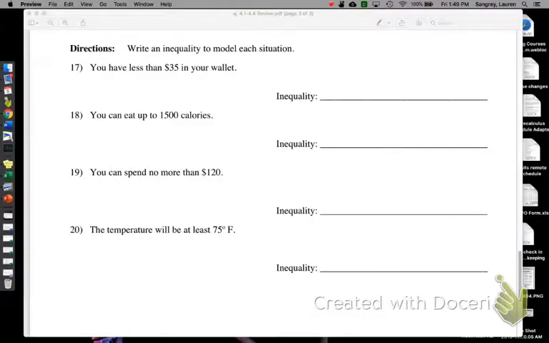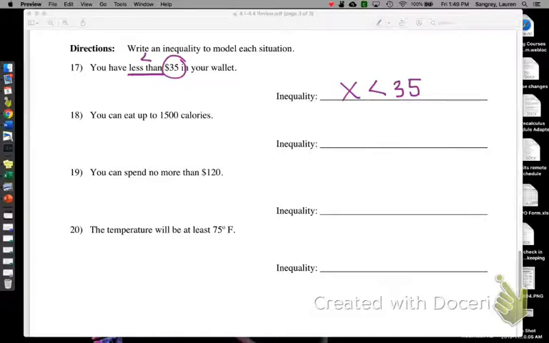Now, this is the last type of problem that you could include in your activities this week. So these are real life situations that involve inequalities. So number 17, if you have less than $35 in your wallet, your inequality phrase is less than. So the variable goes first, 35 is our number, and then we have to have less than as our inequality.